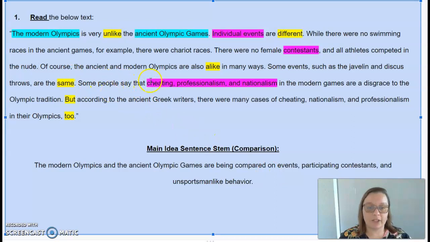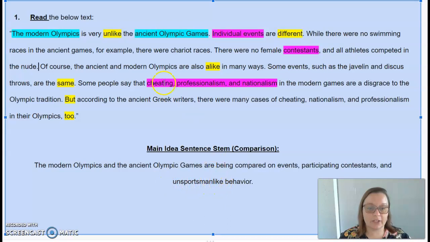Some people say that cheating, professionalism, and nationalism in the modern games are a disgrace to the Olympic tradition. But according to the ancient Greek writers, there were many cases of cheating, nationalism, and professionalism in their Olympics too. So here we see that the author is stating that cheating, professionalism, and nationalism happened in both the modern Olympics and ancient Olympic Games. So instead of writing out all of these things, I can summarize cheating, professionalism, and nationalism into one word, which is unsportsmanlike.